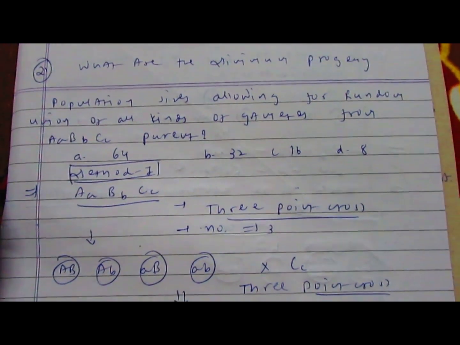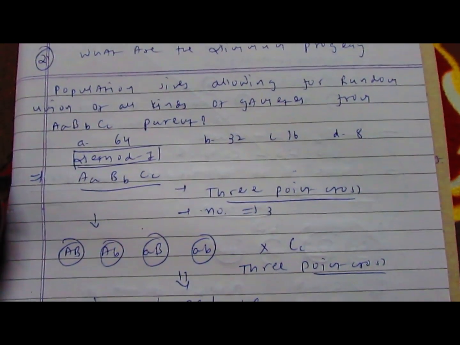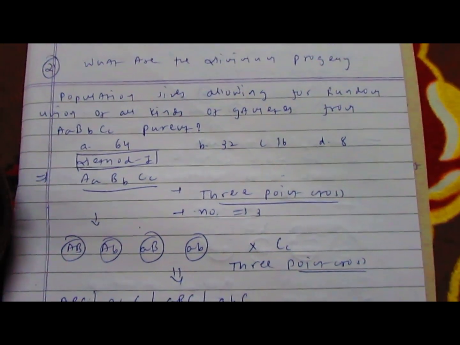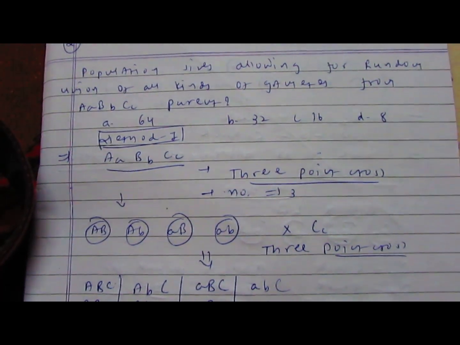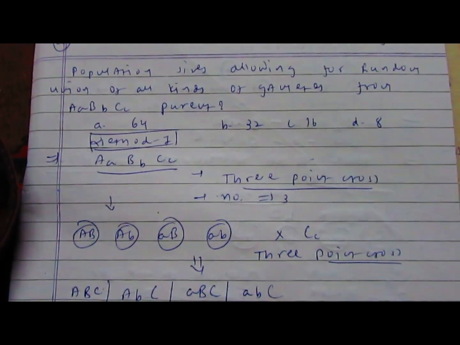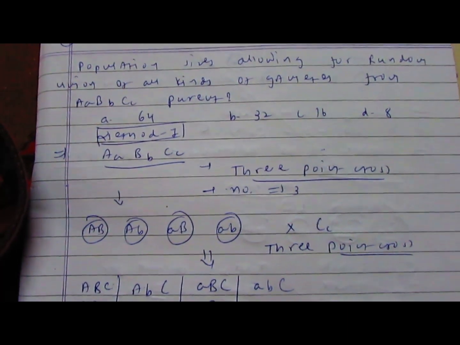What is the minimum progeny population size allowing for random union of all kinds of gametes from capital A, capital B, capital C, small c parents? So there are two ways by which it is solved.